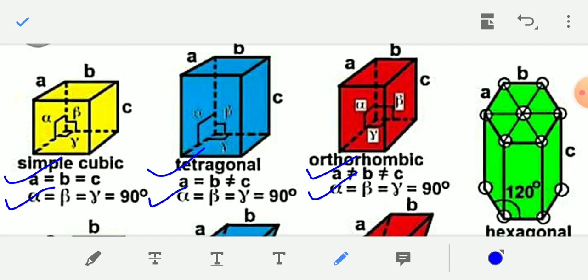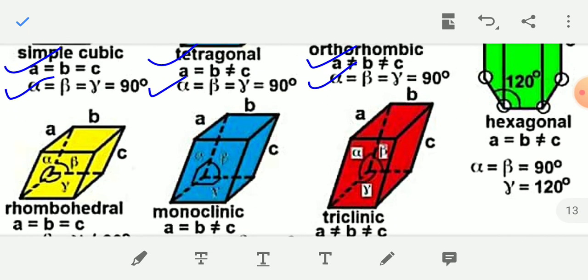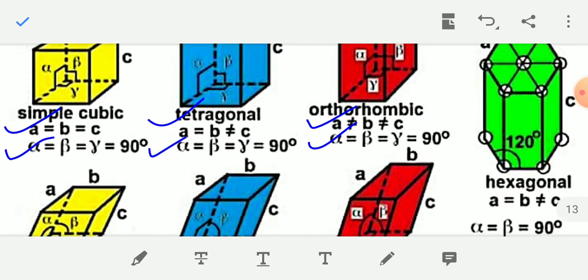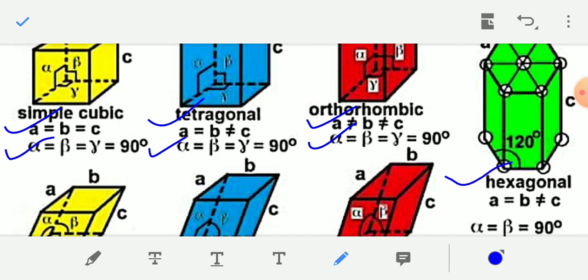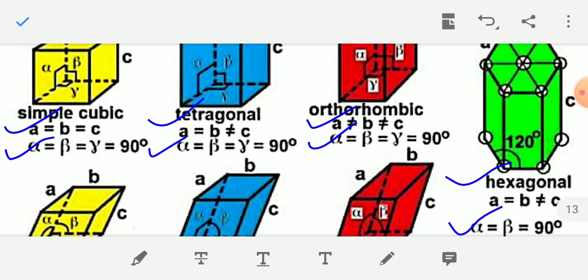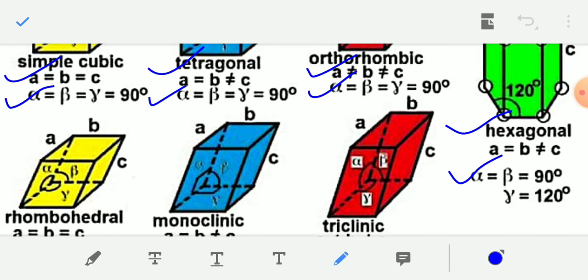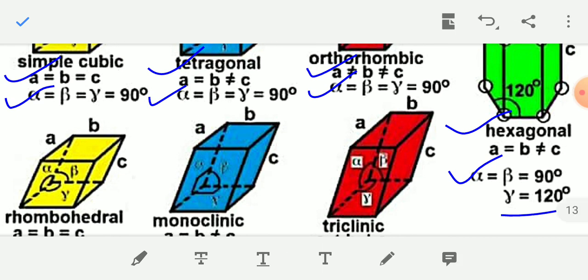For hexagonal crystal system, A is equal to B not equal to C, but alpha is equal to beta is equal to 90 degree, but gamma is 120 degree. Okay, you have to remember this relation between ABC, that is three edge lengths along three dimensions, three directions, three axes, and alpha, beta, gamma, three interaxial angles.